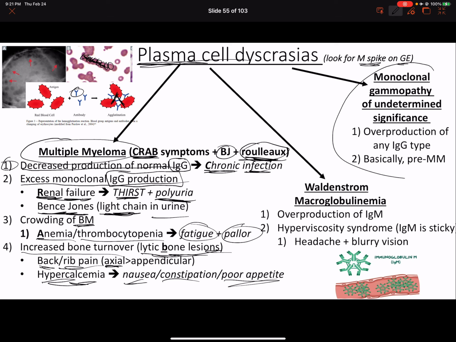Monoclonal gammopathy of undetermined significance is really just a pre-multiple myeloma. And it's an overproduction of any IgG type.